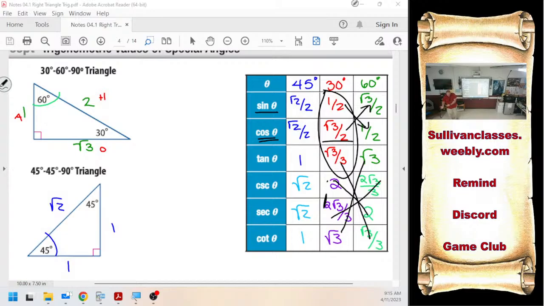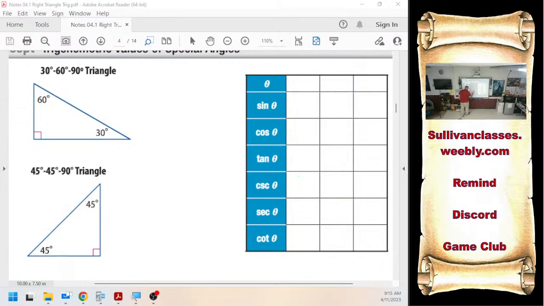Because if they're complements, that means they're on opposite parts of the triangle. If they're on opposite parts of the triangle, that means when I go from one angle to the other, I just swap adjacent and opposite. So they're going to have all the same numbers. It's just in which ratio.